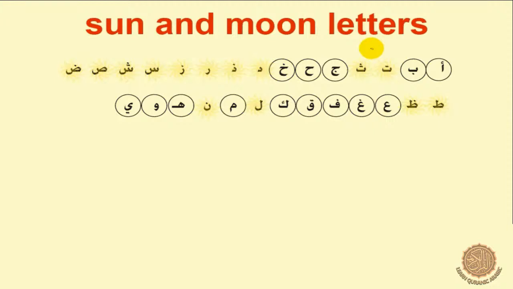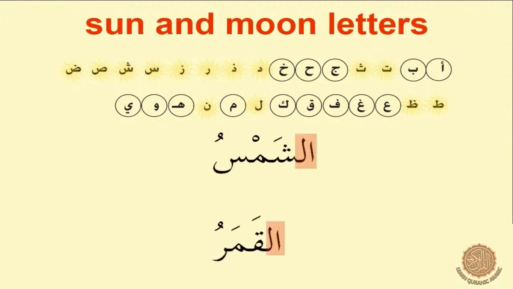Now, why do we have this division? To demonstrate this, here we have the word Ash-Shams and Al-Qamar. The sun and the moon. That's what they mean. And this is the Al of definiteness that we spoke about in the previous lesson. Now when you add Al to these, you'll notice a few things.